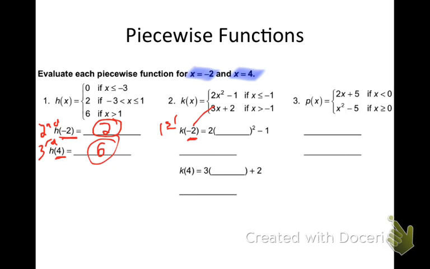So I take -2 and plug it in for x. I get 2 times (-2) squared minus 1. -2 squared gets me 4. 4 times 2 minus 1, I get an answer of 7. So I plug it in and evaluate.